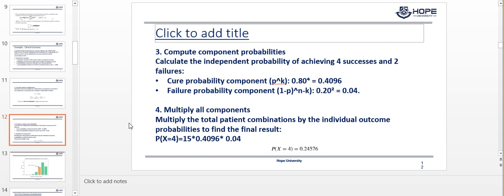Step number 4 is the multiplication of all components. Multiply the total patient combinations by the individual outcome probabilities to find the result. The total combination count was 15, times the cure probability 0.4096 and the failure probability 0.04. Multiplying all of them, the probability for 4 patients to be cured by the tested drug will be 0.24576, as you see.